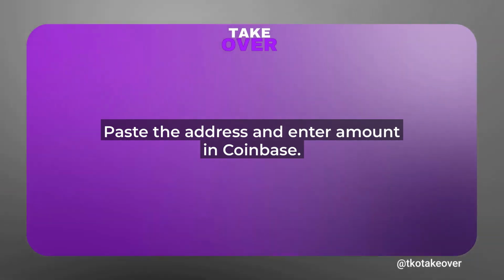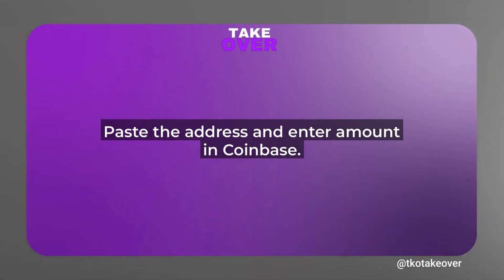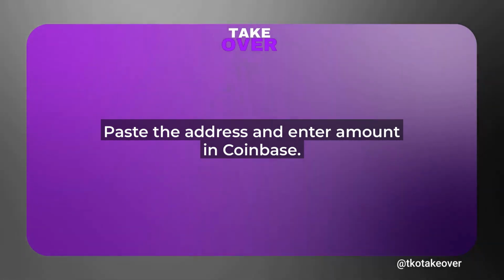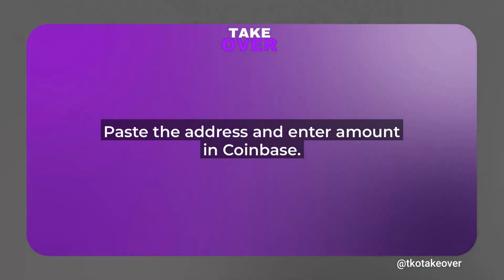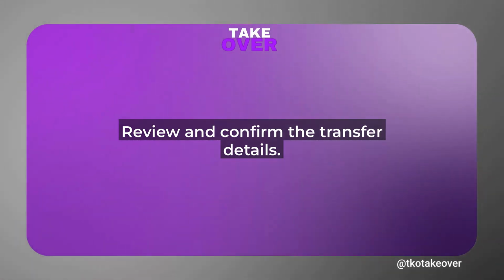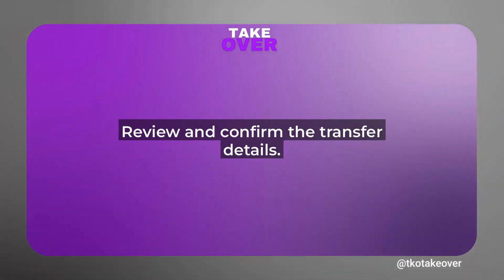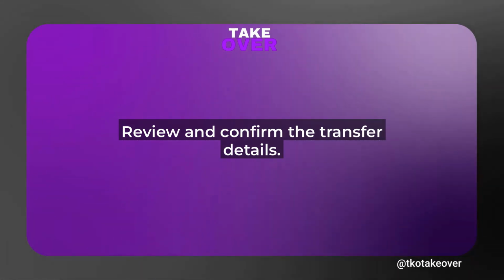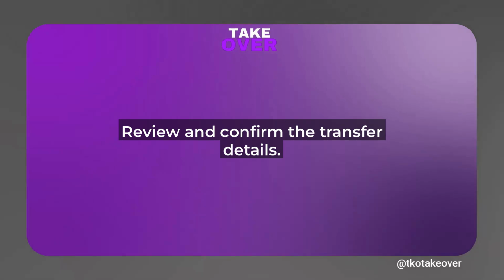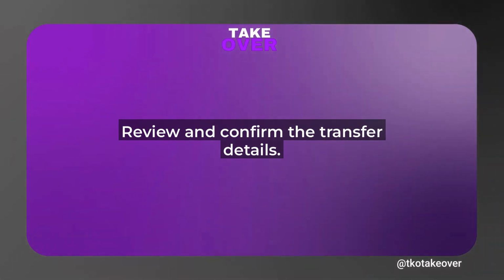Now, back to Coinbase. Head to the Send or Withdraw option for your selected crypto. Paste the Uphold wallet address into the recipient field, enter the amount you want to transfer, and review the details. You'll see estimated fees here, so keep an eye on those to avoid surprises. Hit Confirm and authenticate with your two-factor setup for security.